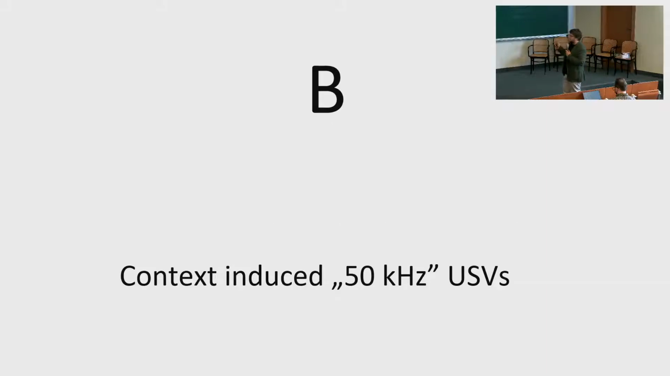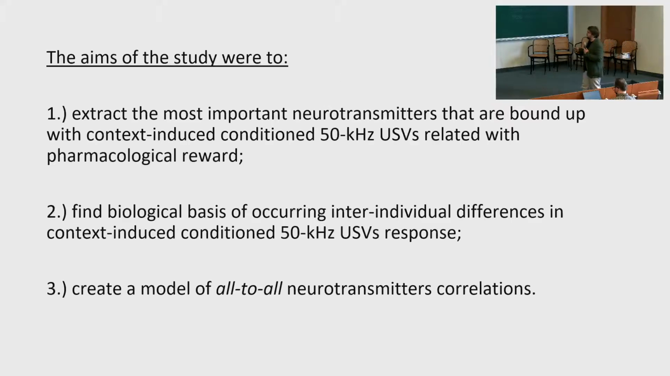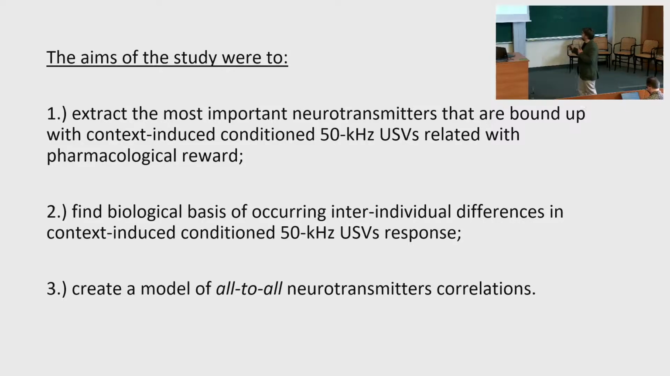All right, so we'll go further to the next experiment. This is the context-induced 50 kilohertz. And the aims of the study were to extract the most important neurotransmitters that are bound up with context-induced conditioning 50 kilohertz related with pharmacological reward, and find the basis of occurring individual differences in context-induced conditioned 50 kilohertz response, and of course create the model of all-to-all neurotransmitter correlation.